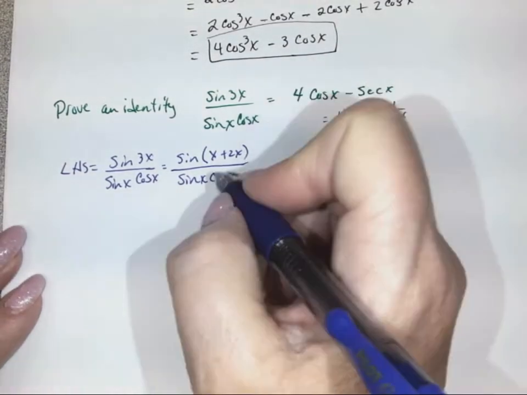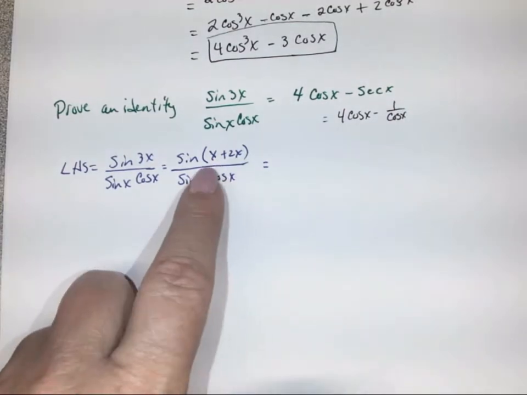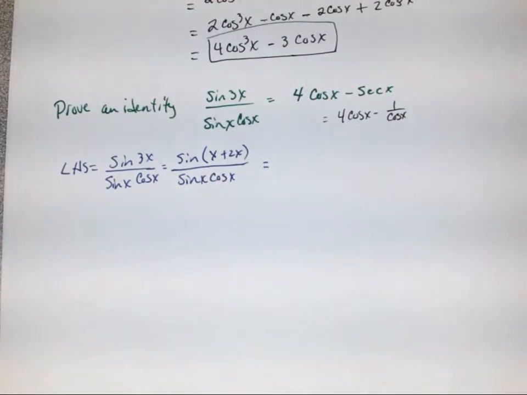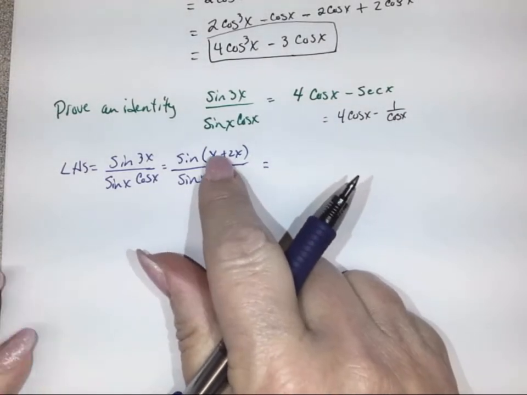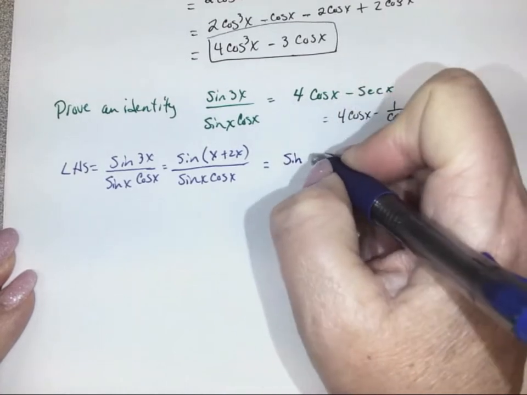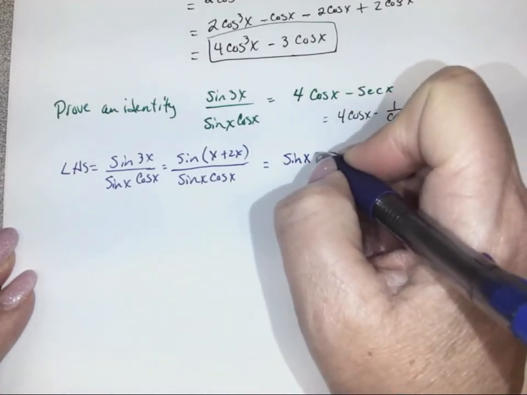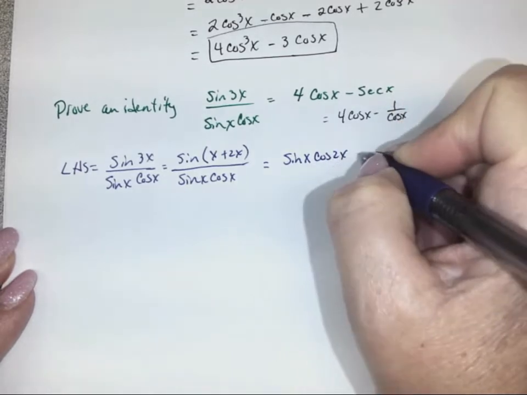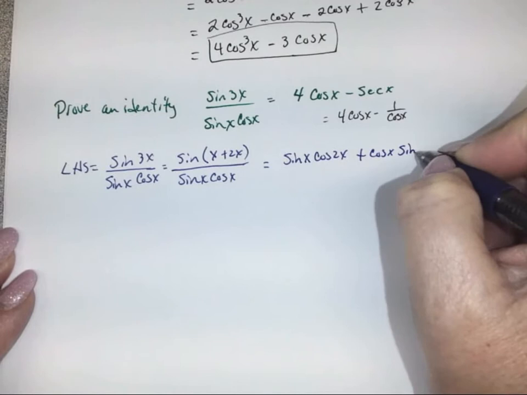All right, so let's distribute this. Oh, sorry, not distribute. Let's use our addition formula. We just factored it. So we're going to use our addition formula for sine of s plus t, and we will get the sine of x cosine of 2x plus the cosine of x sine of 2x.